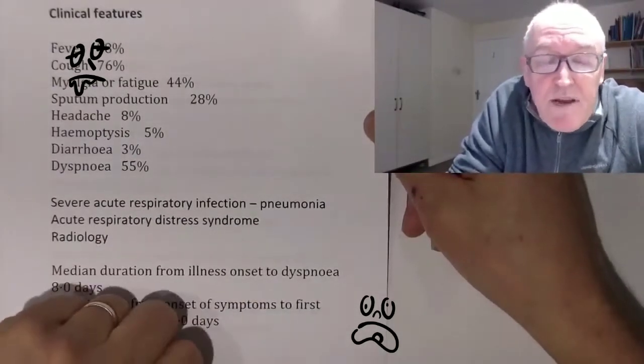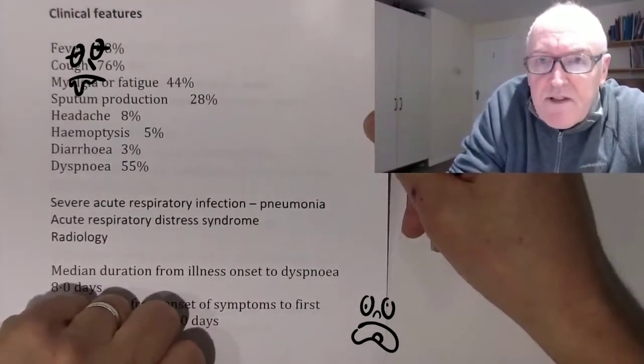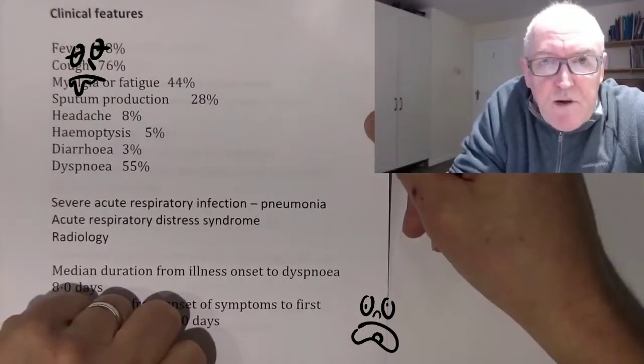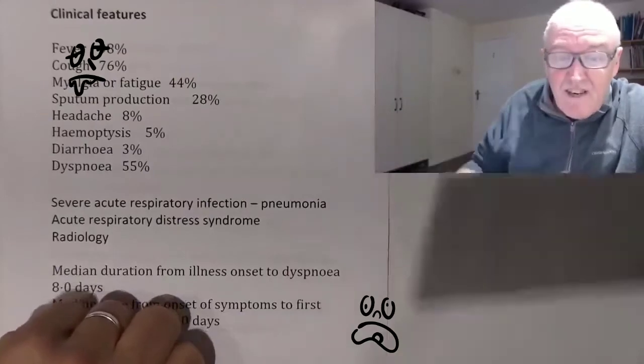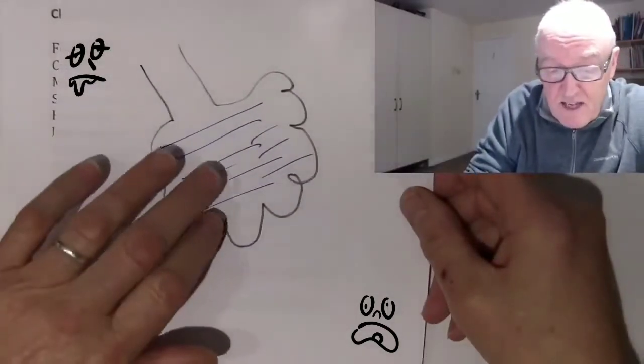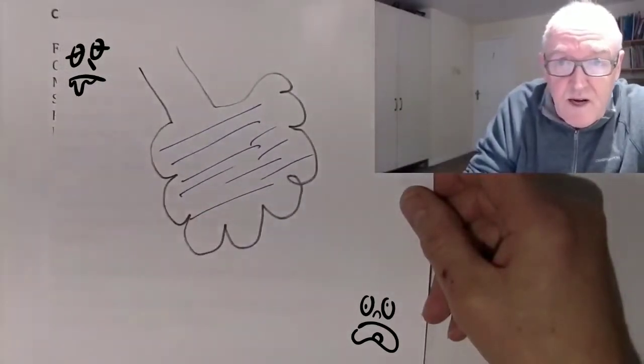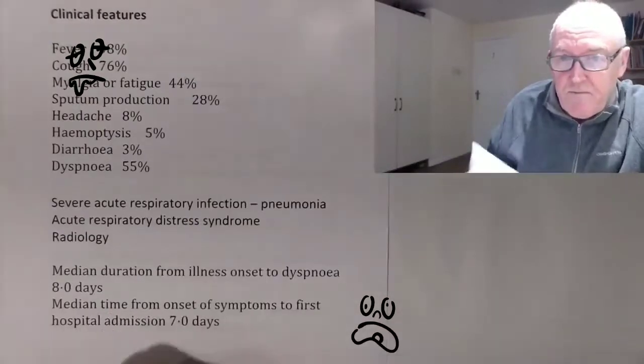For any reason, it can be infection, it can be injury. And the inflammation causes fluid from the nearby blood vessels to leak into the alveoli. So the net result really is much the same as pneumonia, you get fluid, caused by acute respiratory distress.